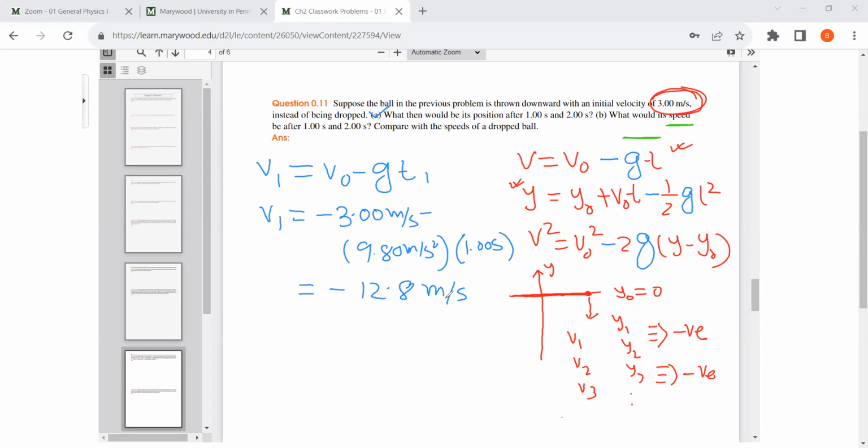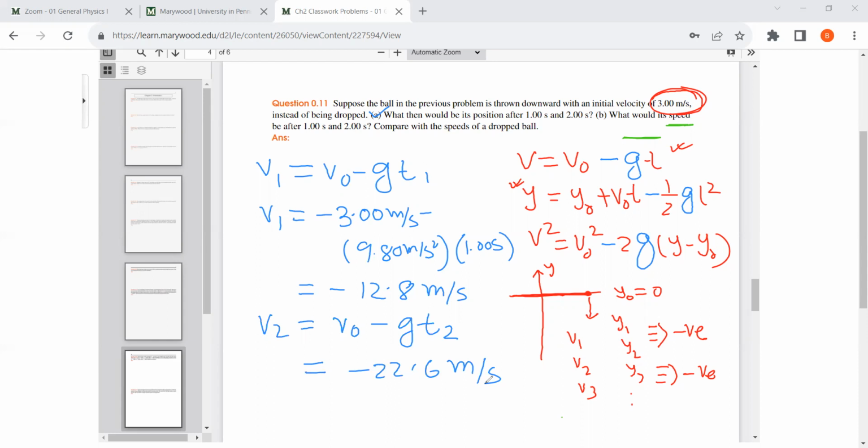Now this is the velocity v1, and similarly you can show that v2 equal to v0 minus gravitational acceleration times t2. v0 is again minus 3 meter per second. The gravitational acceleration is 9.8 meter per second square. t2 is 2 seconds. So if you plug all these values correctly, you should get minus 22.6 meter per second. And again it is higher than the v2 in the last problem. Now these are the velocities.